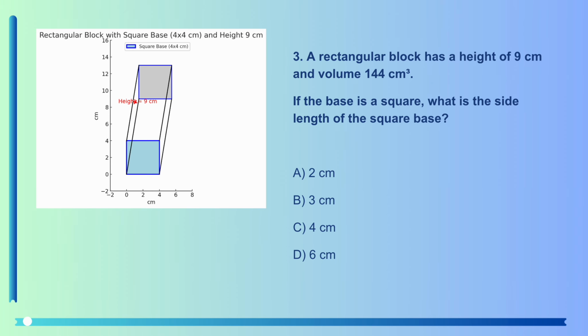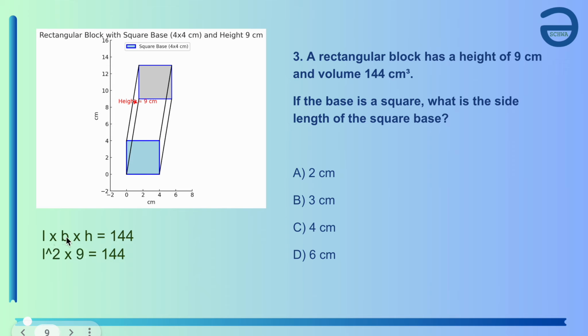Next question. A rectangular block has a height of 9 centimeter and volume 144 centimeter cube. If the base is square, what's the length of the square base? You can see that the base is square here. We need to find its length. Here's the height. So there's a small formula that's pretty simple, and that's what we're going to use here. We've got length into breadth into height, because this particular figure is three-dimensional. We've got length into breadth into height, which is 144.